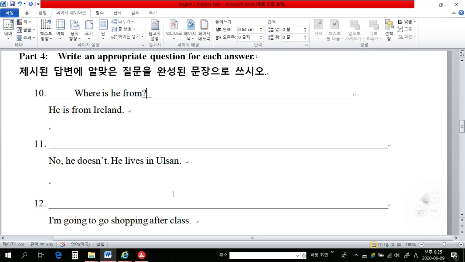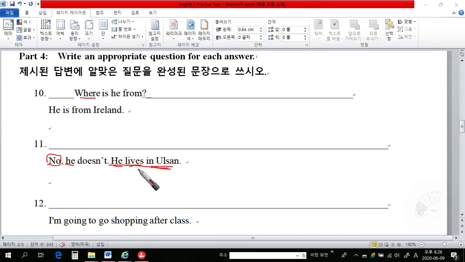Let's go to number 11. Number 11. So as I said before, we've got a yes and no question right here. Okay, and the answer? No. Okay, so with a yes or no question, we're not beginning it with one of these interrogatives. Okay, so it's just going to be a basic verb. Okay, now we know the subject and we have a verb. Now if it was a straight information answer, okay, so he is from Ireland, he lives in Ulsan. If the answer was just he lives in Ulsan, okay, again we have a where question, he, and a verb.